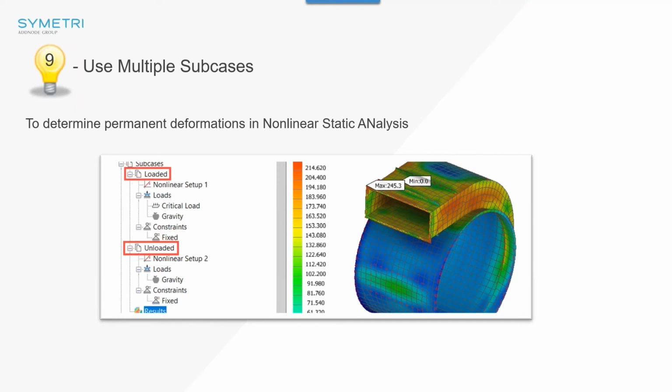So in this one here, in the loaded subcase, a load has been applied. In the unloaded subcase, the load has come off and only gravity has been applied, and then you can see the permanent deformation when the load comes off.